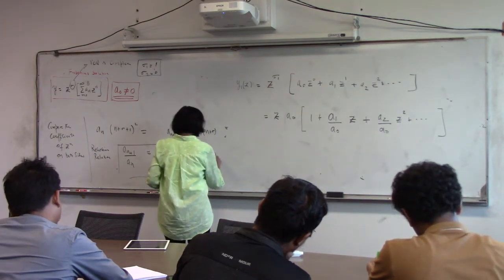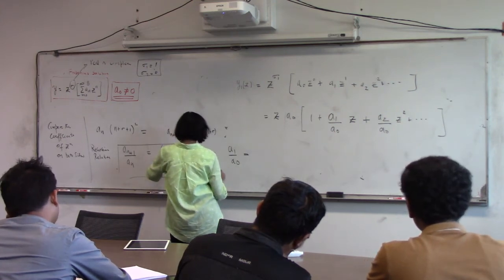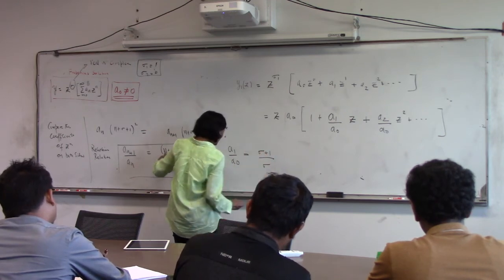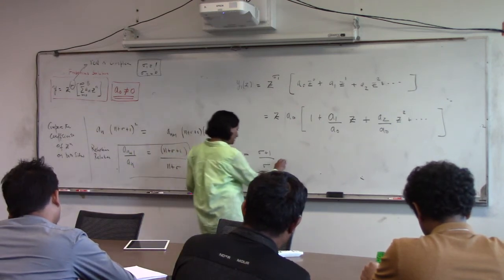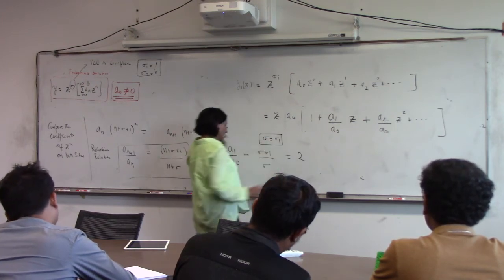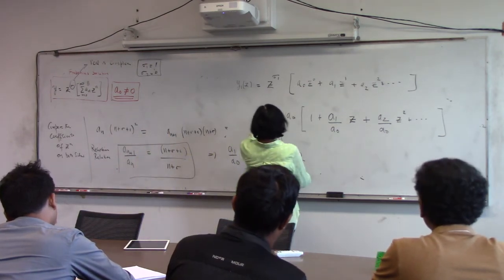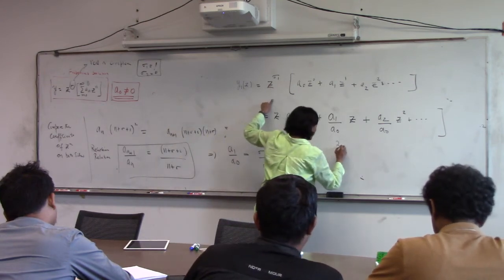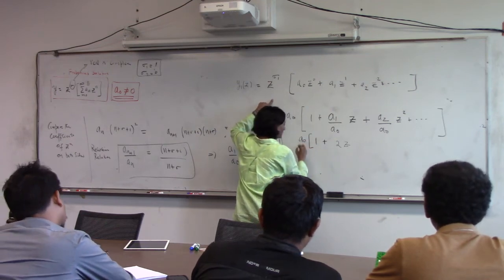A1 over a0 is what? We put n equal to 0, then we get sigma plus 1 over sigma. For sigma equal to 1, it becomes 2 over 1, so it's 2. Now we can start substituting the actual values. For this first solution, sigma equal to 1, this term is 2z. So this will become 1 plus 2z, with a0 here.